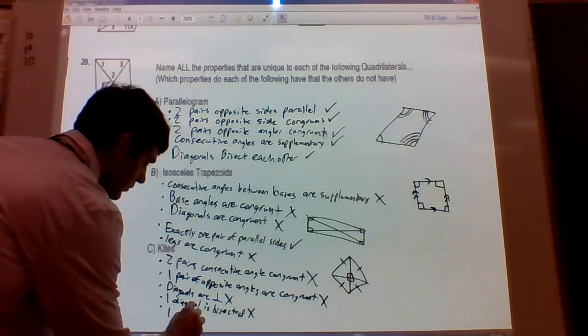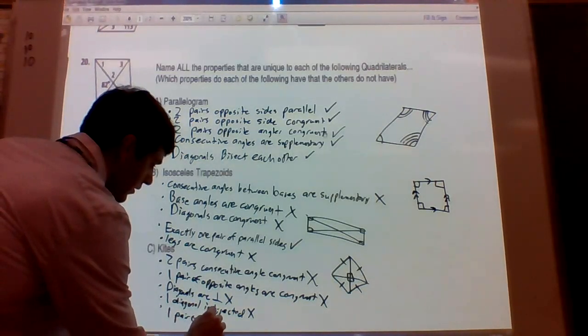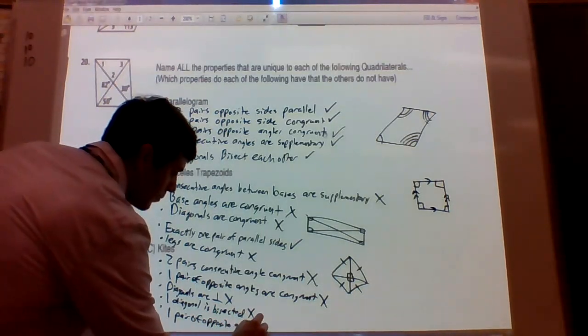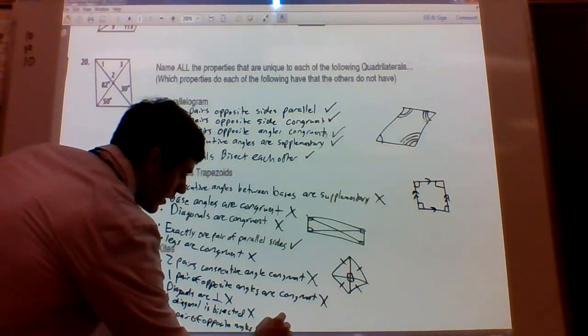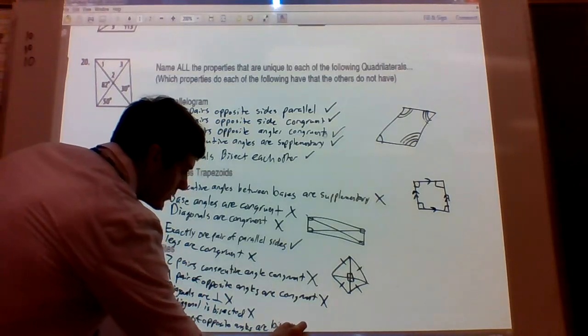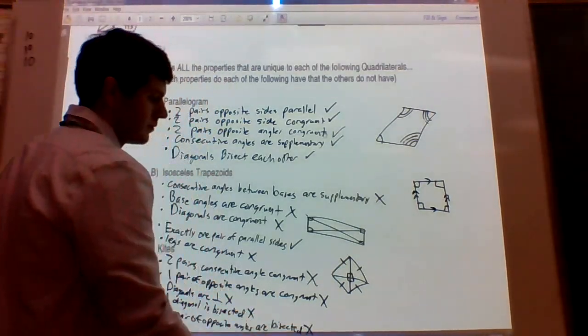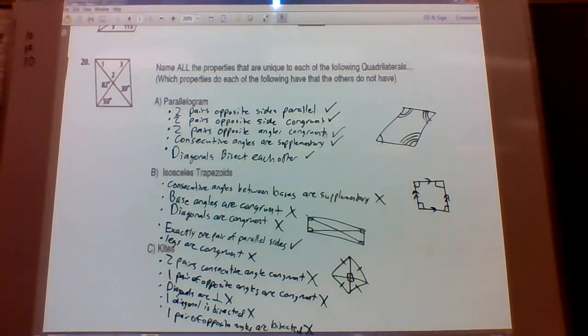And our last property here is that we have one pair of opposite angles that are bisected. So again, if it's exactly one pair, it would be a unique property. But rhombuses have all of their angles bisected by the diagonals. One of the properties of a rhombus is that opposite angles are bisected.